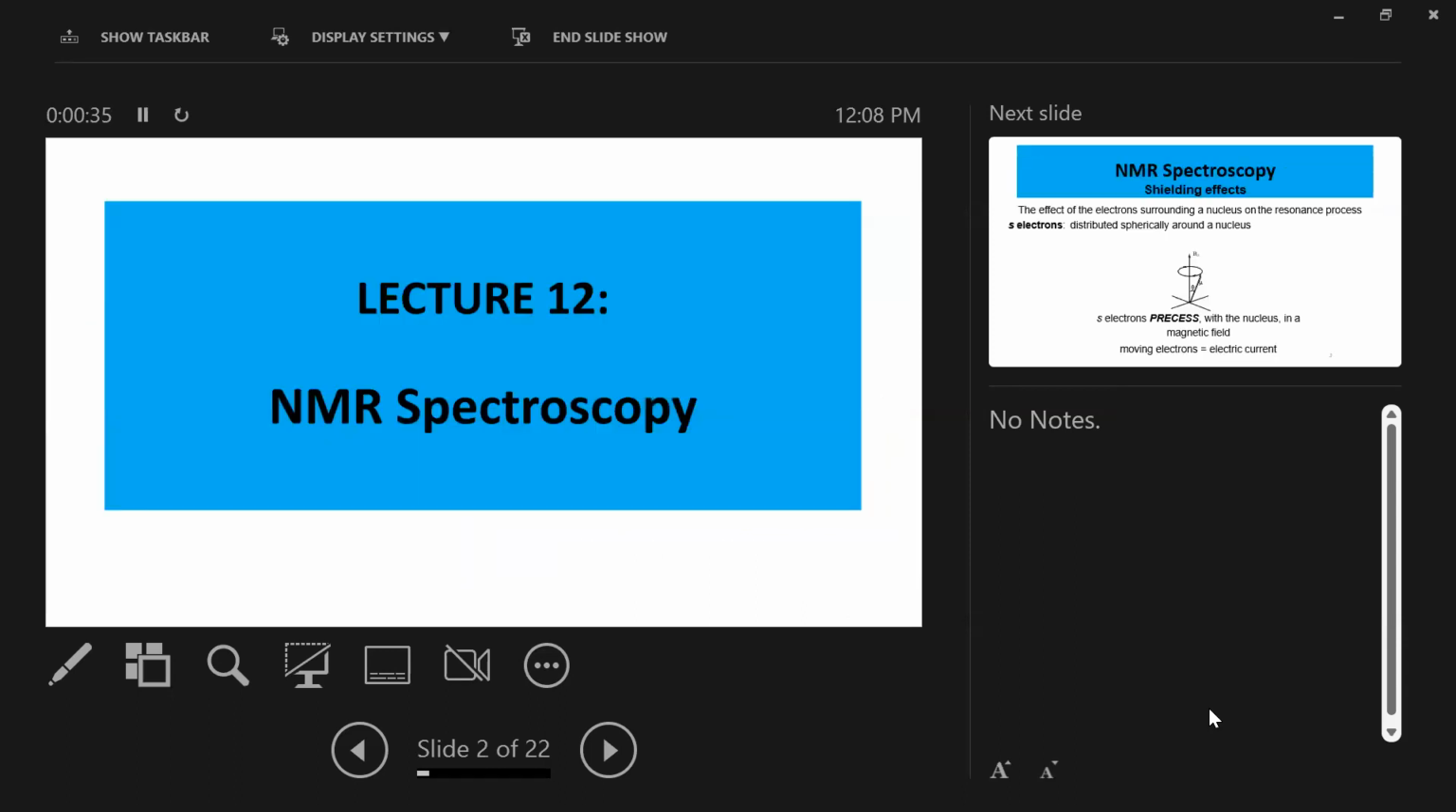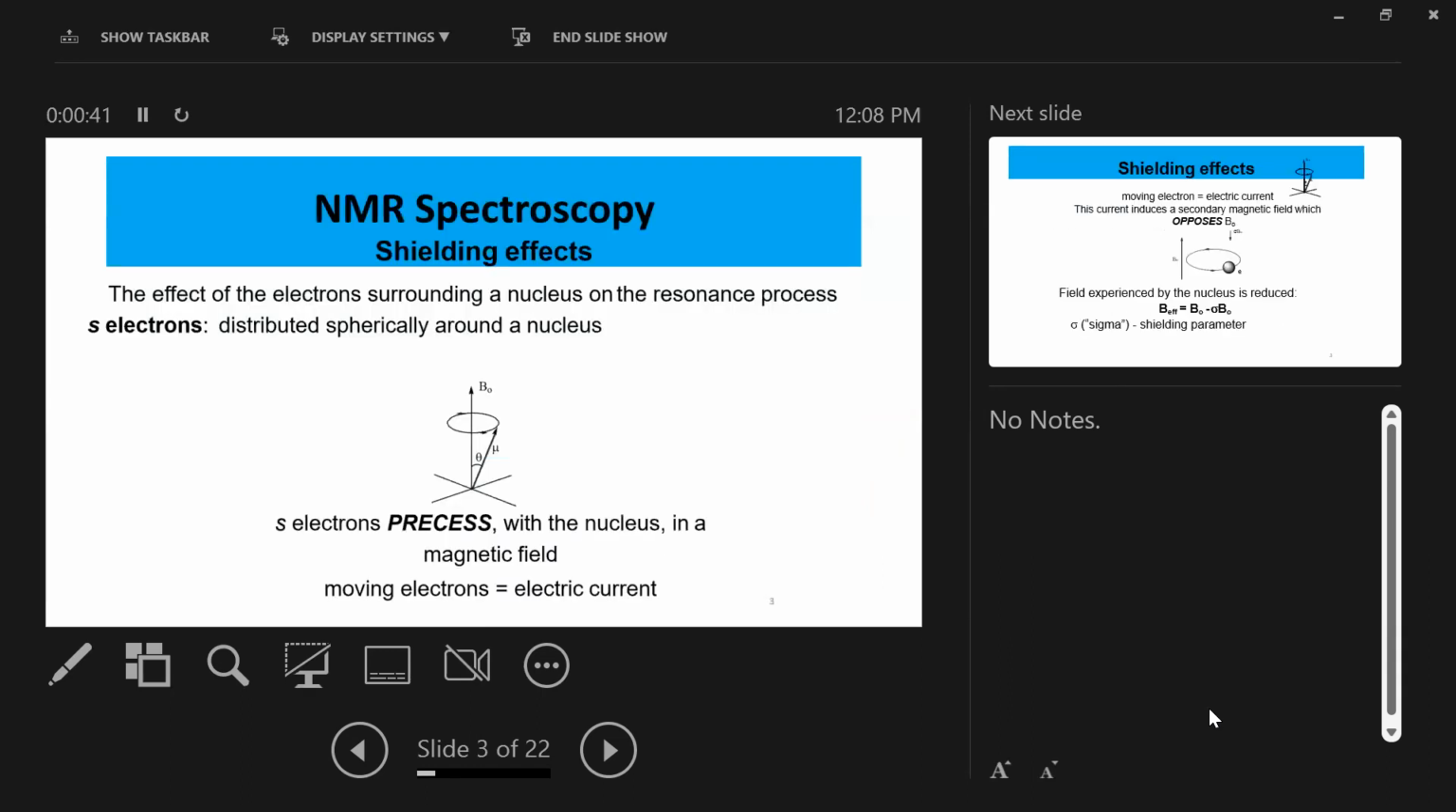So lecture 12, NMR spectroscopy. Now we're going to be dealing with a bit more shielding effects, all right? In the previous class, we spoke about how when you expose a nuclide to a magnetic field, it precesses, meaning that it spins on its axis like a top when exposed to a magnetic field. Now, the effect of the electrons surrounding the nucleus on the resonance process: the s electrons circle around the nucleus. Remember, the s electron, being closest to the nucleus, will have its greatest effect on whether it's shielded or de-shielded, because as the electrons spin, they generate a current.